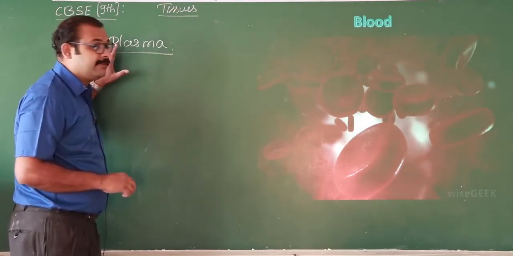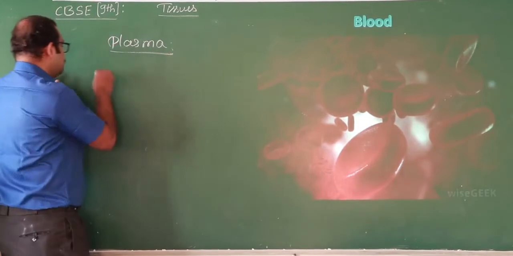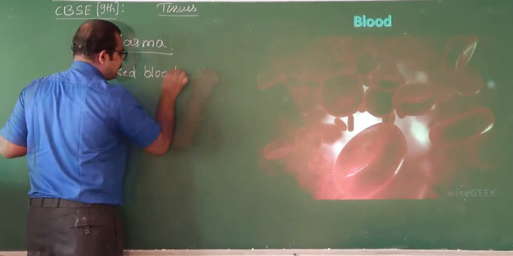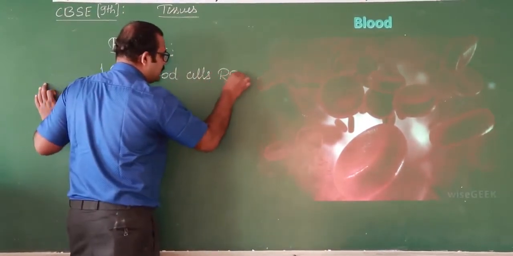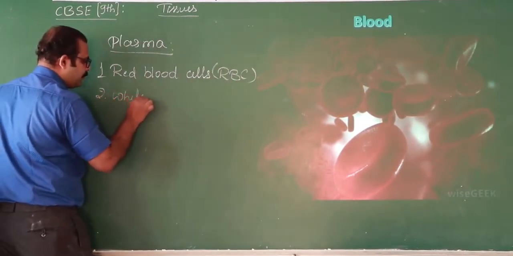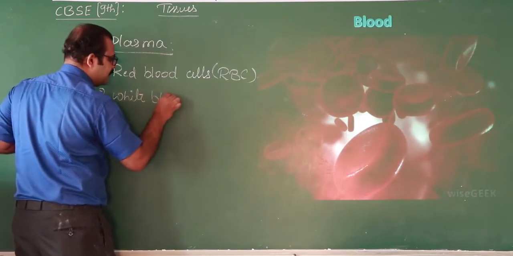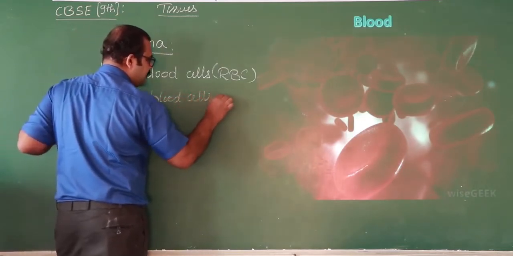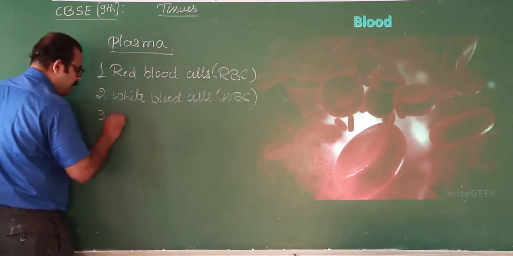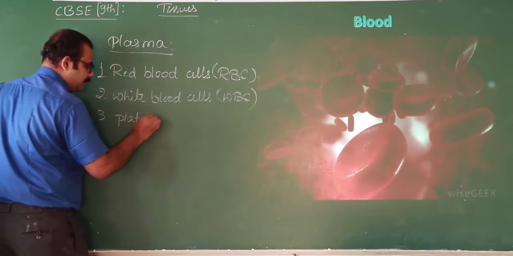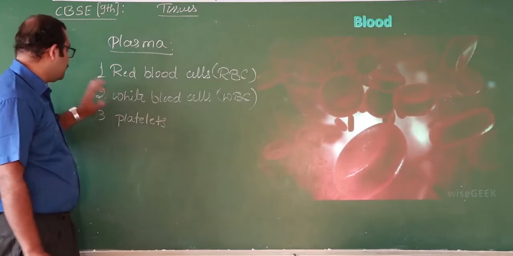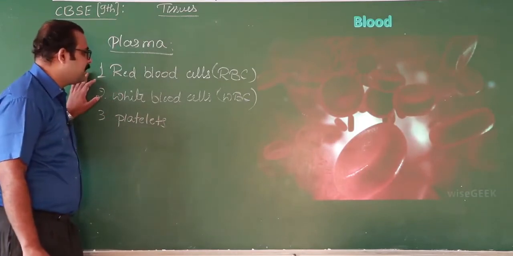In the plasma you will find different types of cells. So this includes red blood cells, in short form it is called RBC, white blood cells, in short form it's called WBC, and platelets. Okay, so these are the different types of blood cells we can find in the blood.